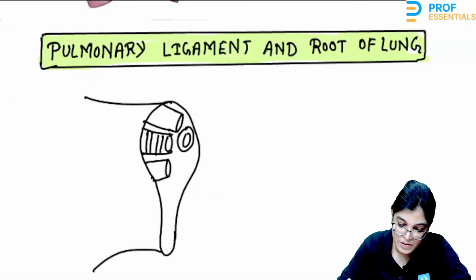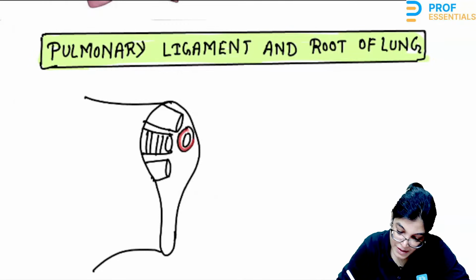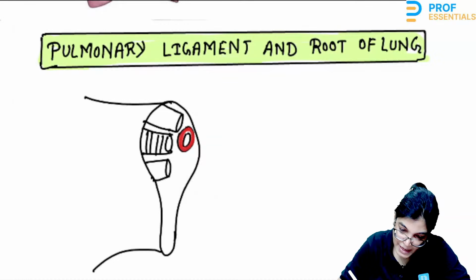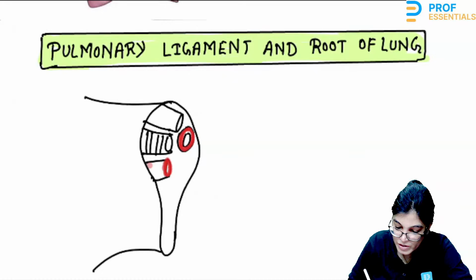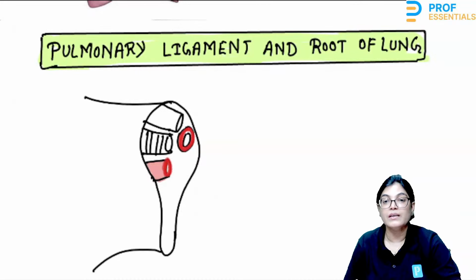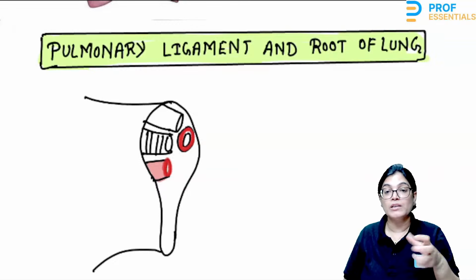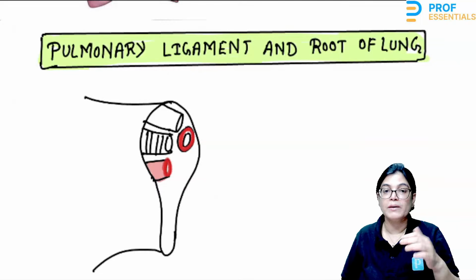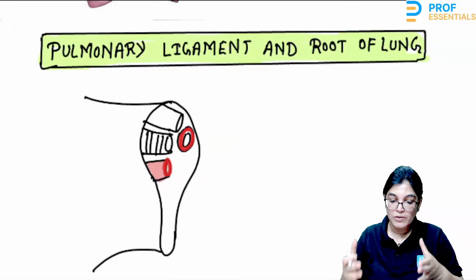So here we will use the red color for the pulmonary veins. Why? I will explain that. This you must be knowing also. Why is the color changed? Generally, we make arteries with red color because they contain more oxygenated blood, and we make veins with blue color because they contain more deoxygenated blood. But the reverse happens here.